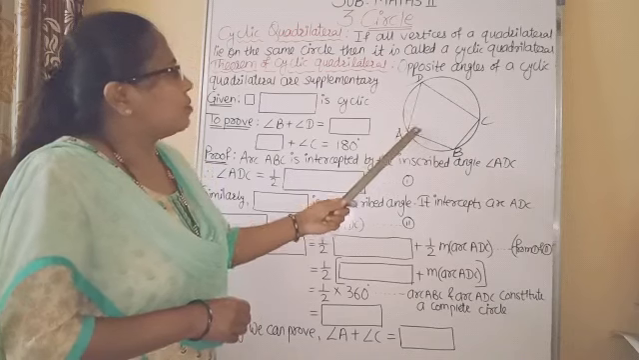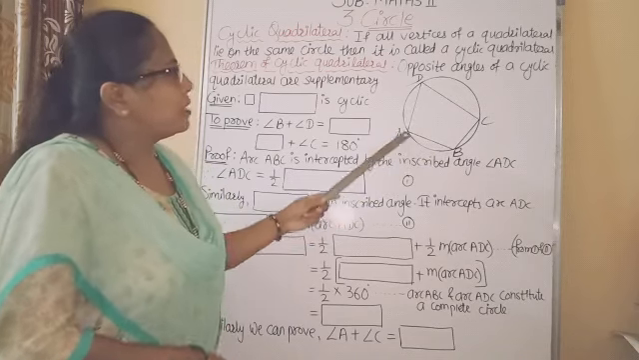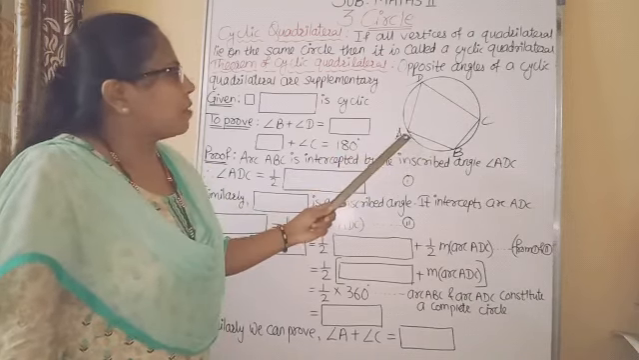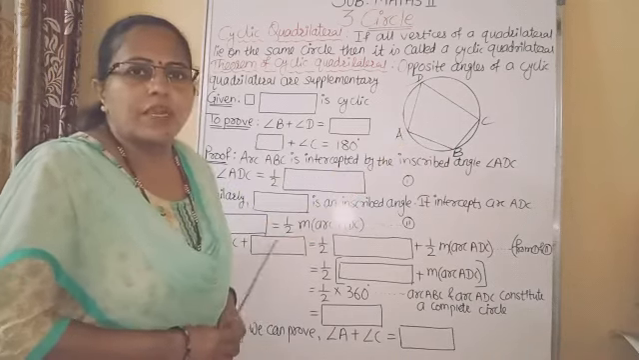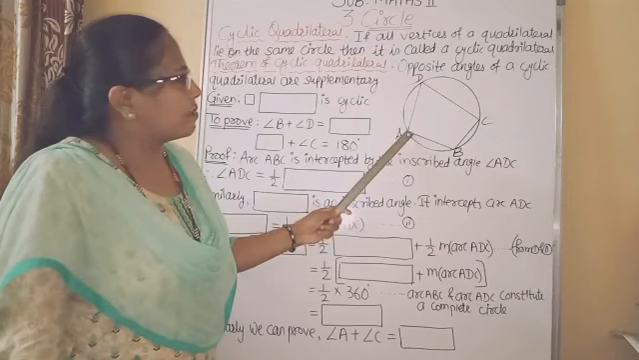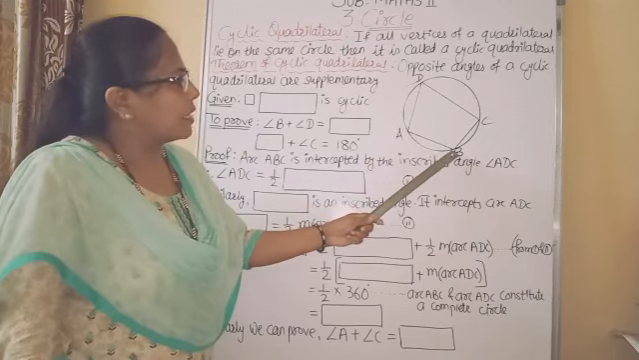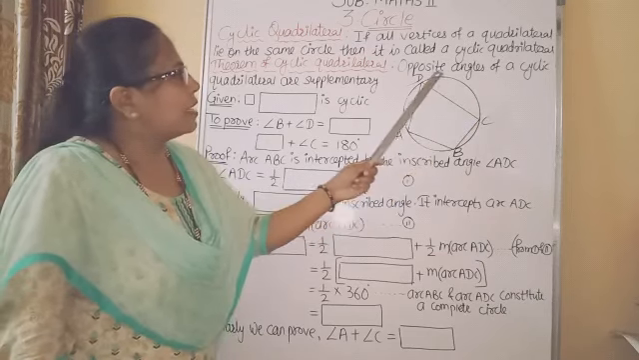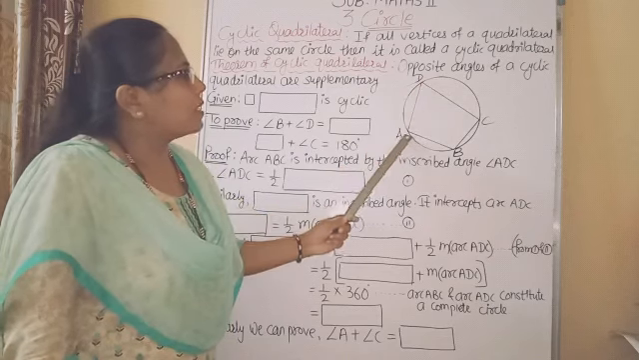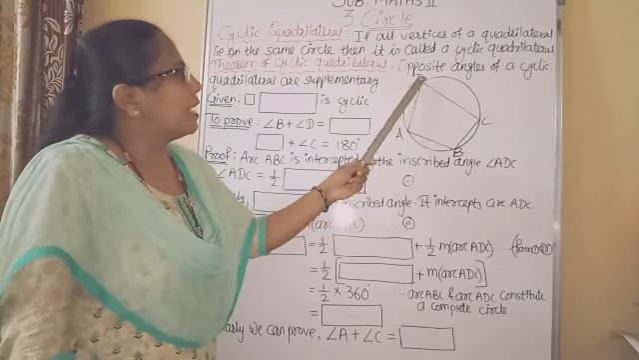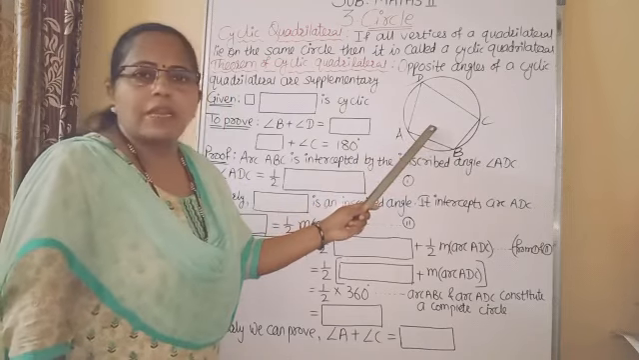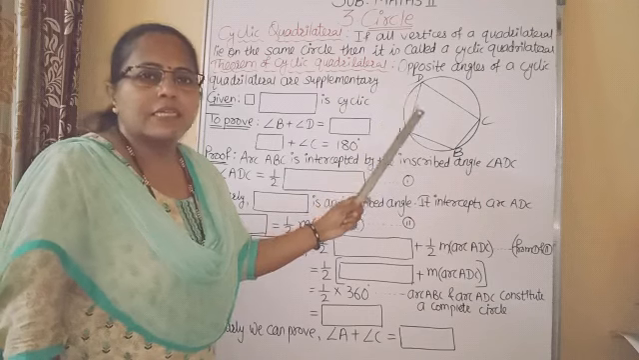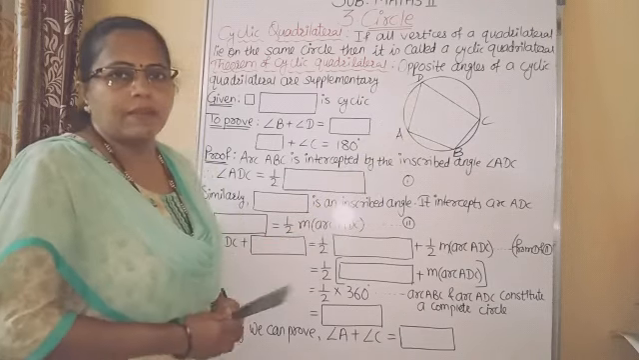Okay, so observe this figure. In this figure, you can see one quadrilateral ABCD. Each vertex of this quadrilateral, vertex A, vertex B, vertex C, and vertex D, all these four vertices lie on the same circle. So this quadrilateral is called a cyclic quadrilateral.